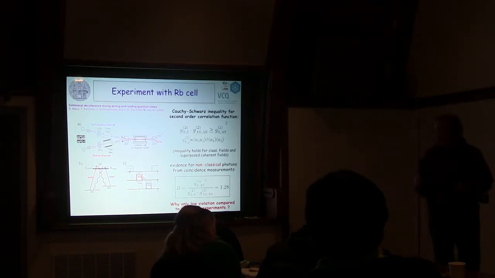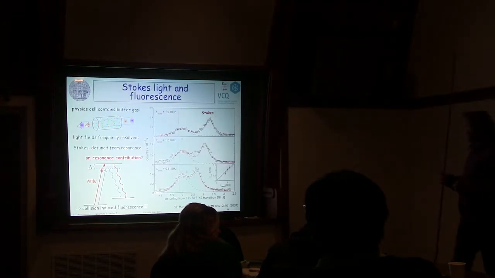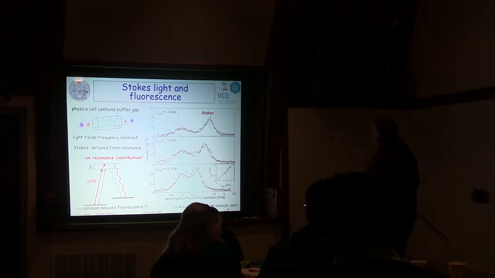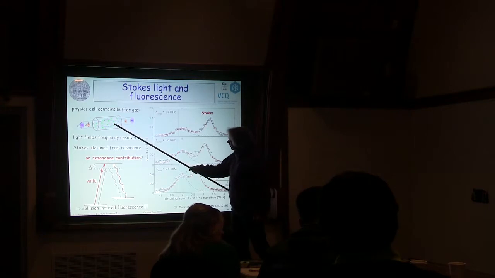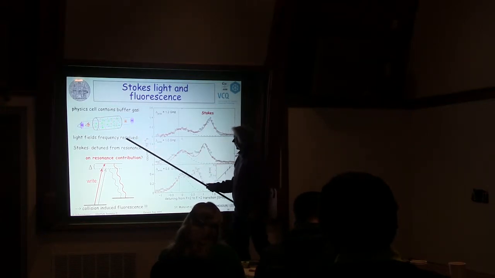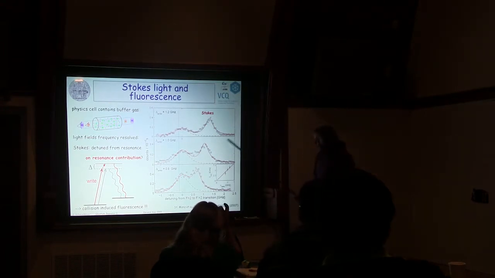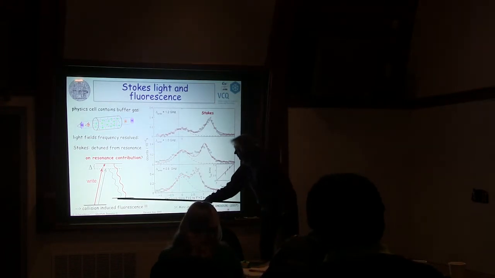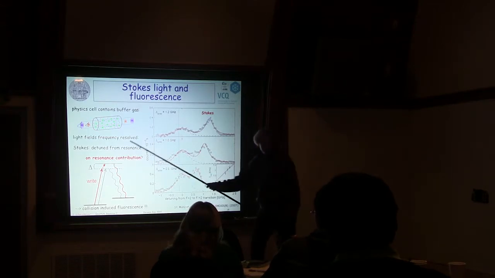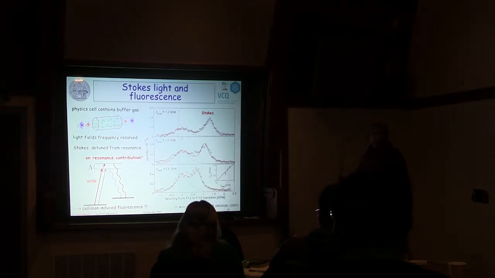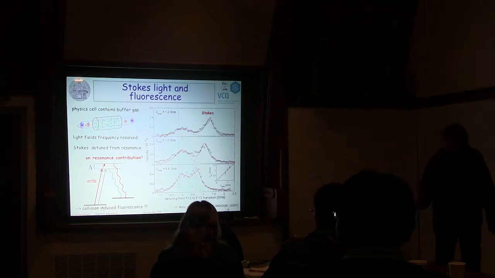Now, where does this come from? The basic problem is that in these cells you have atoms, and so that the atoms don't run around, you put them in a buffer gas cell. Everything is fine if your atom always stays in the ground state. But the read and write process brings your atoms into the excited state, and the collisions between the buffer gas atoms and the excited atoms destroy that type of quantum correlations.